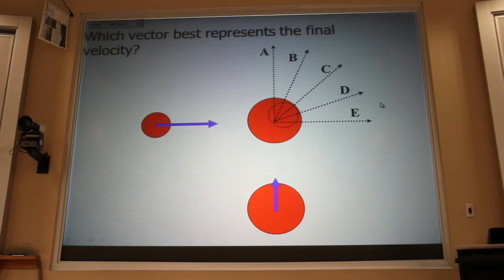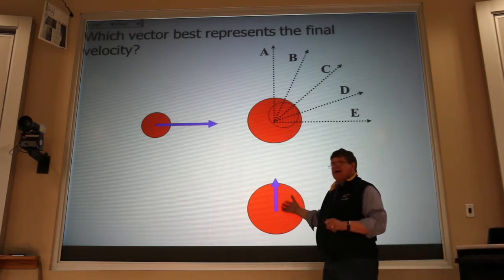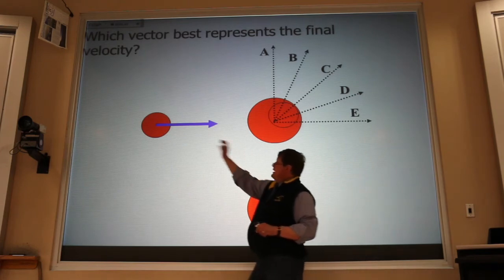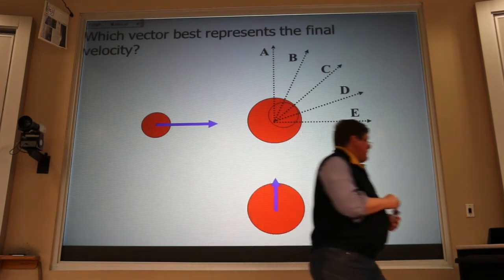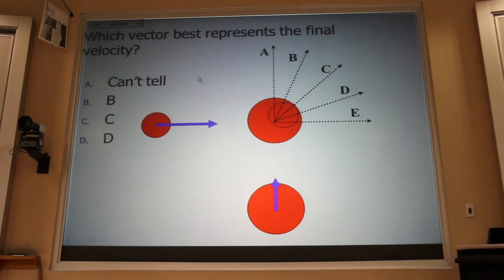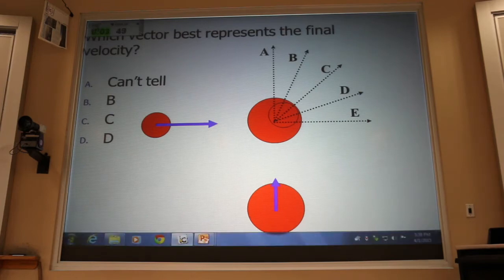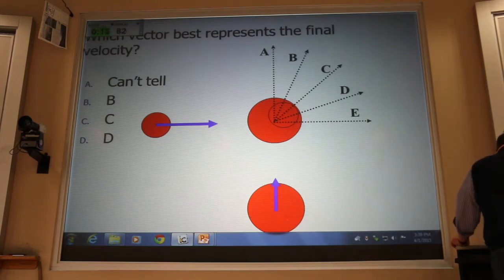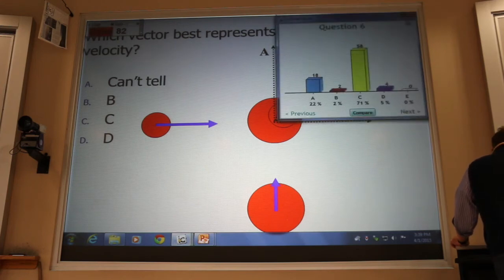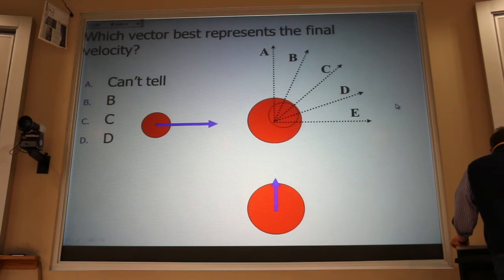One more time. This time I have a Mondo hockey puck going slow. I have a regulation hockey puck going fast. And the question is, which vector best represents the final velocity? A can't tell, B is B, C is C, D is D. Last time. Okay, that looks like all of us. You said C. The answer is A.